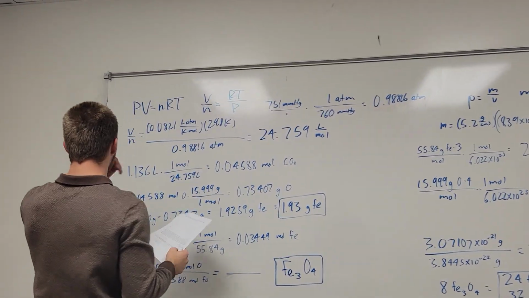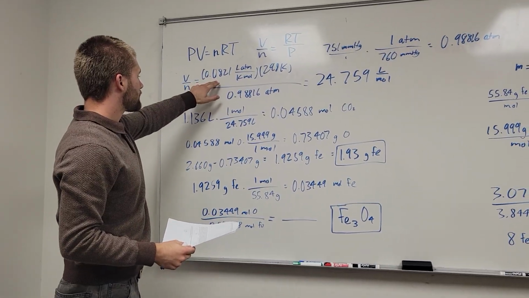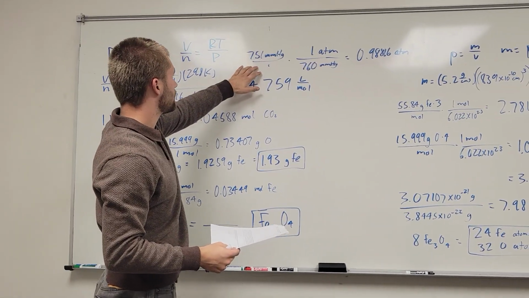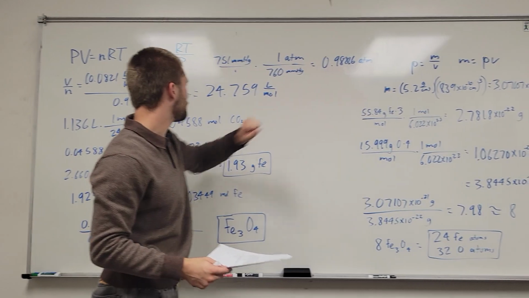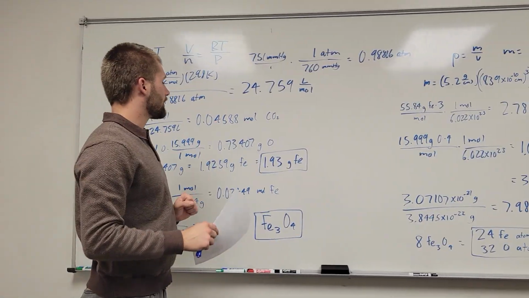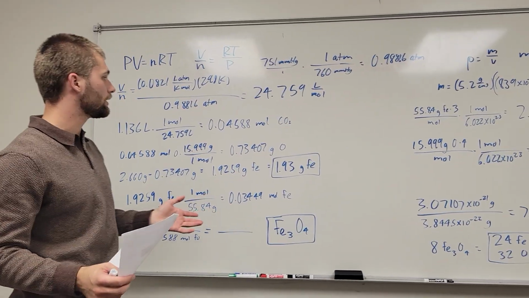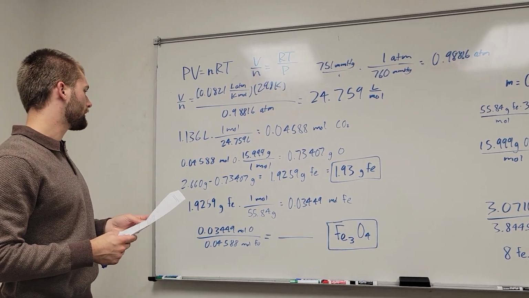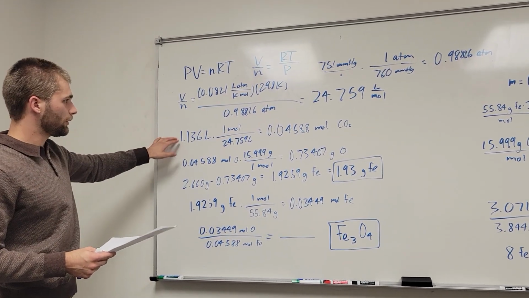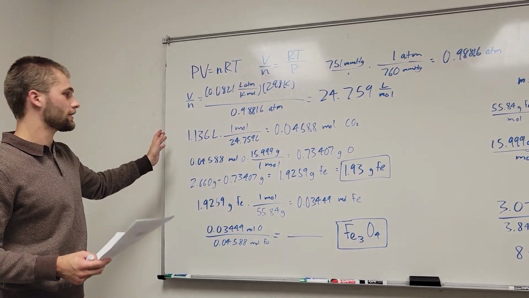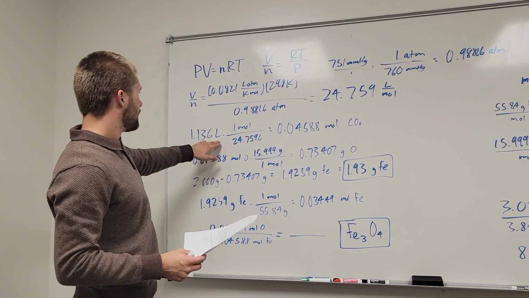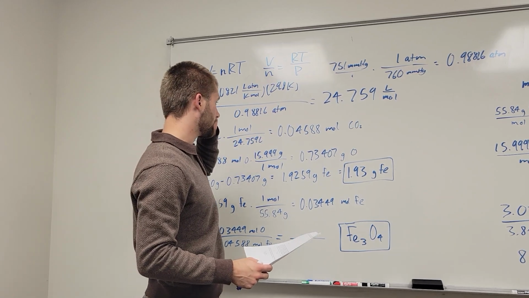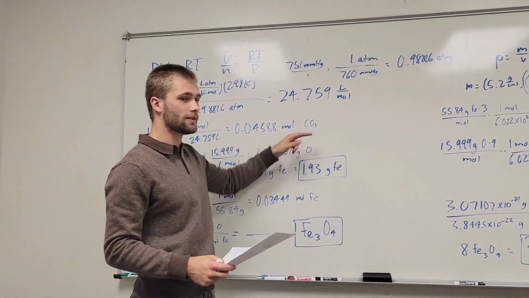Plugging in the values, we've got the gas constant times the 298 Kelvin, which is given to us in the problem. And then I converted the 750 millimeters of mercury into atmospheres. The result is 24.759 liters per 1 mole at this temperature and pressure. So using the liters given in the question, we multiply the liters times this ratio, 1 mole per 24.759 liters, yielding 0.04588 moles of CO2.